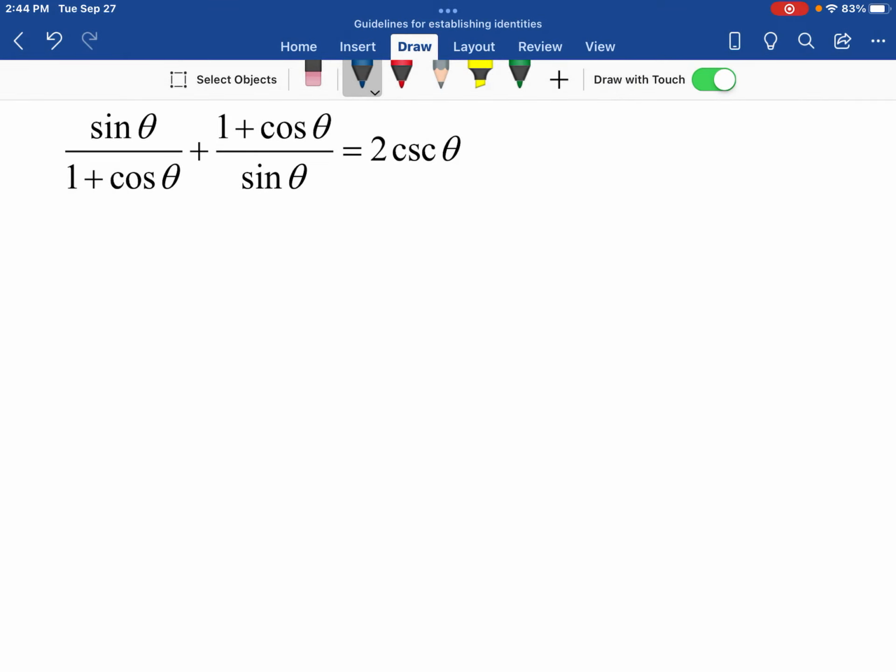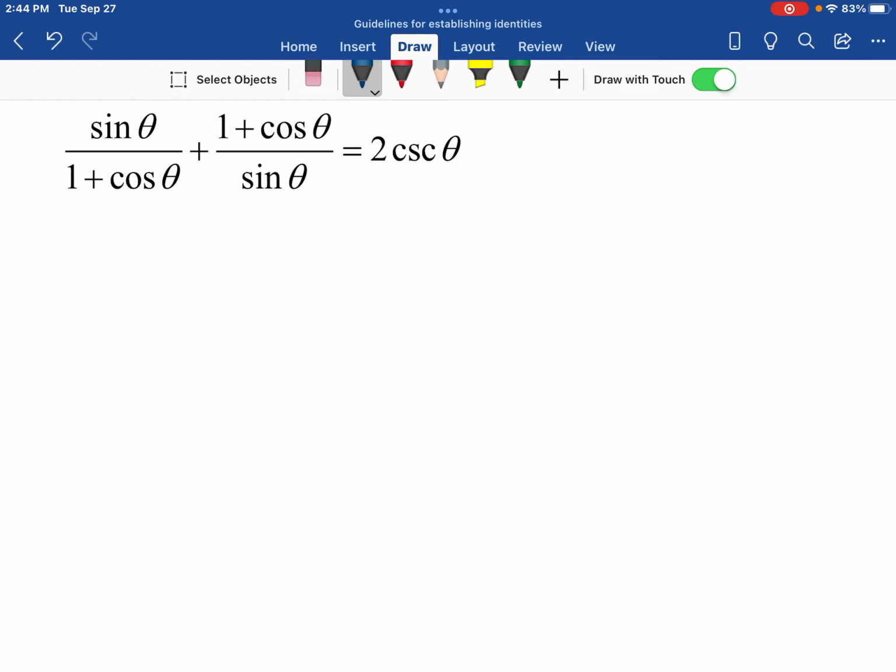In this video, we're going to try to establish another trig identity. As you notice with this particular problem, the left-hand side looks much more complicated than the right-hand side. So we're going to work on the left-hand side of this particular problem.